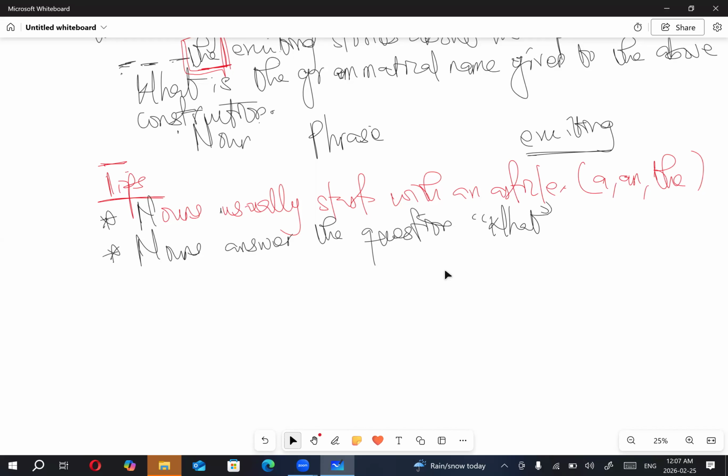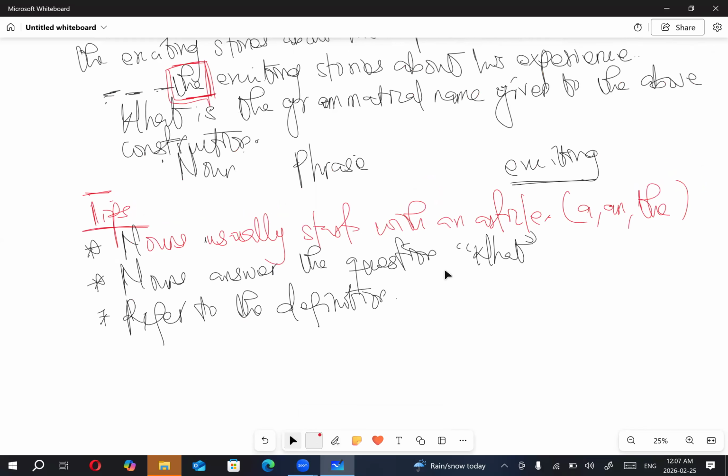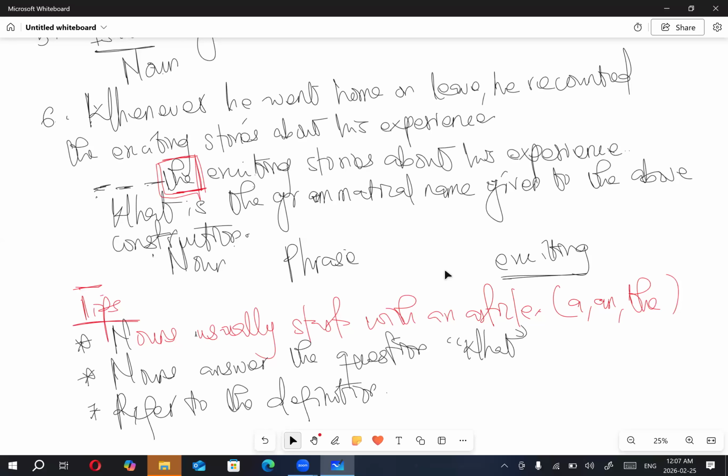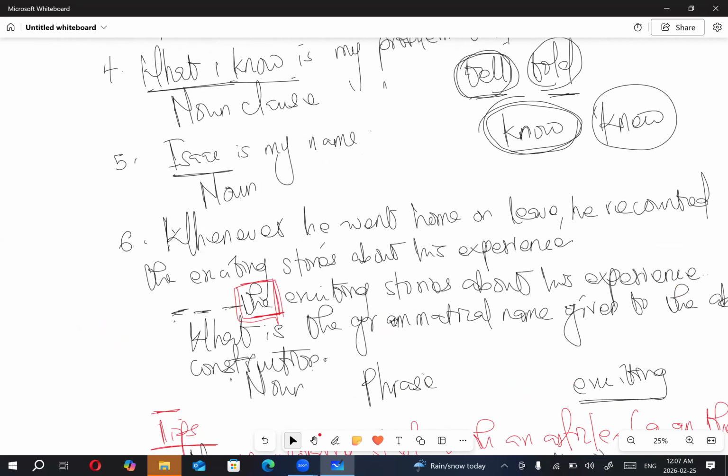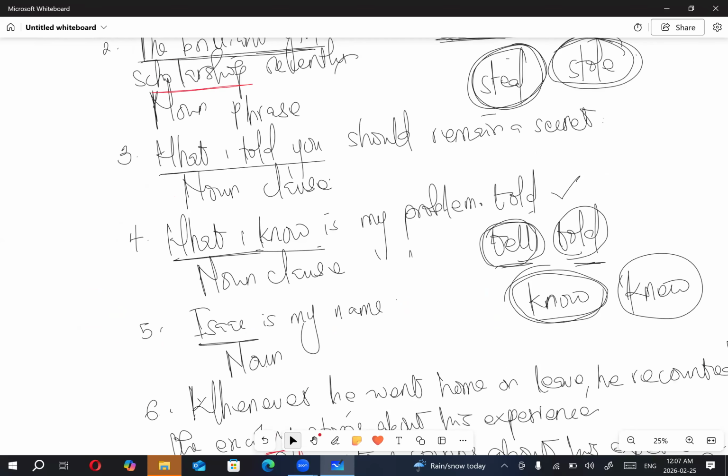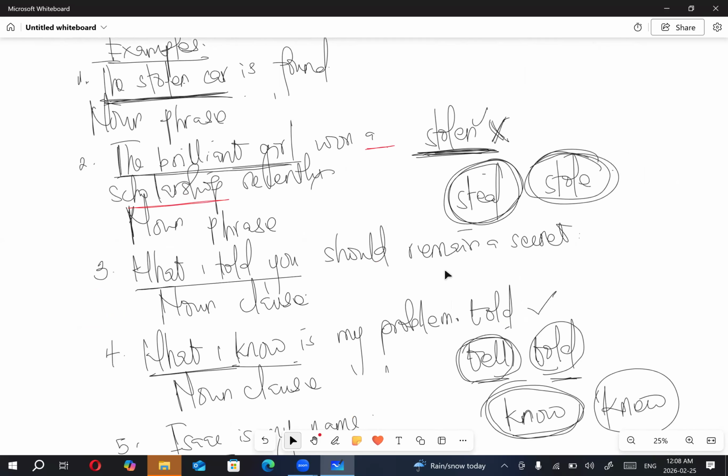Then another thing I want to talk about is also refer to the definition. Refer to the definition of nouns. Nouns name things, places, ideas, right? So if it's a name of a place, a name of a thing, it's a noun. An example is number five. That's what I'm saying. We refer to the definition.